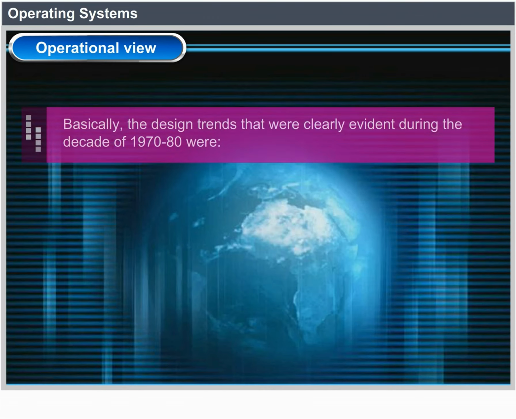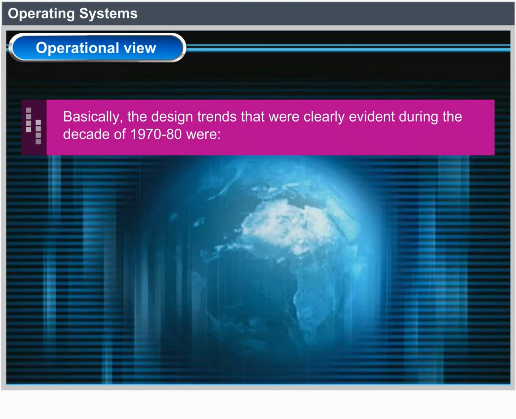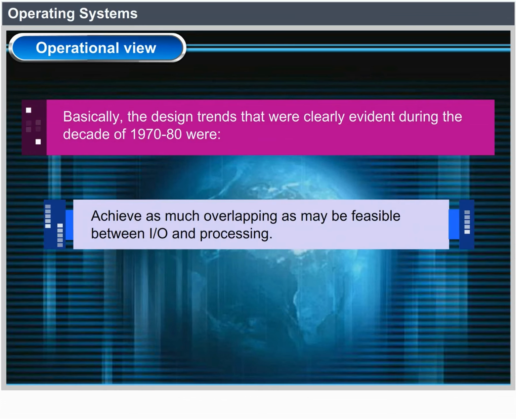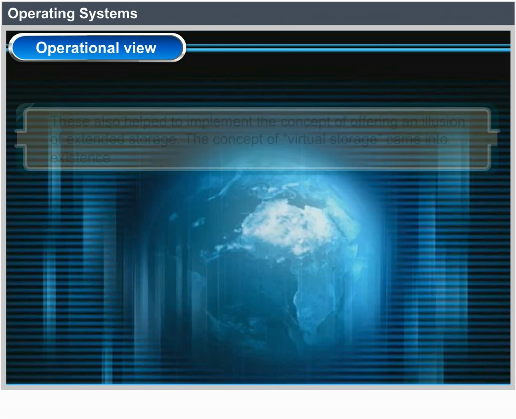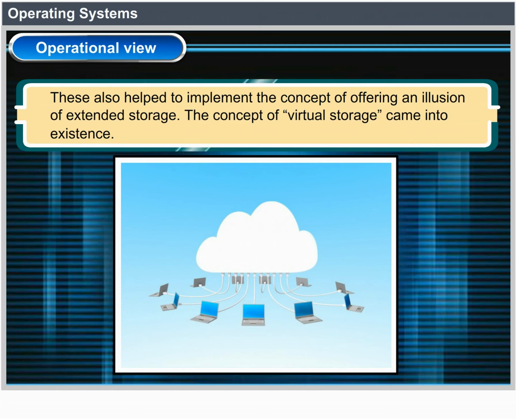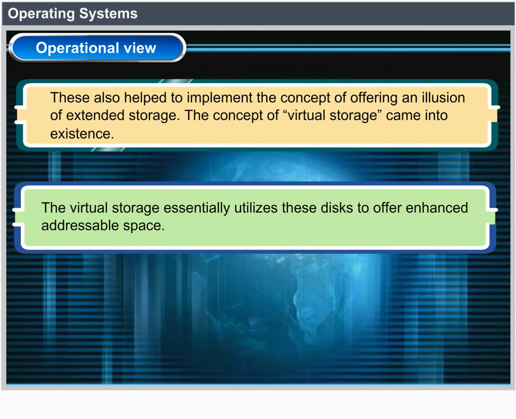Basically, the design trends that were clearly evident during the decade of 1970 to 80 were to achieve as much overlapping as may be feasible between I/O and processing. Bulk storage on disks clearly witnessed a phenomenal growth. This also helped to implement the concept to offer an illusion of extended storage. The concept of virtual storage came into vogue. The virtual storage essentially utilizes these disks to offer enhanced addressable space.